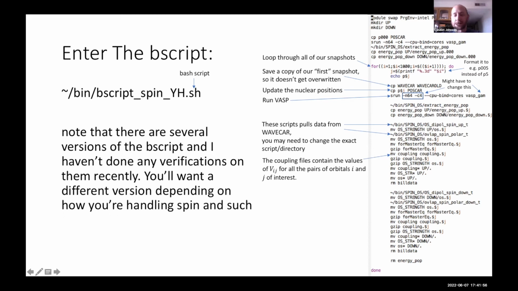snapshots of your nuclear positions, all your different time steps. So that's what this whole for loop is doing. This might look kind of weird depending on if you've ever done any shell coding. This is just formatting it so that the script will say P005 instead of P5, because that's the way our files are organized. So that just makes stuff work.